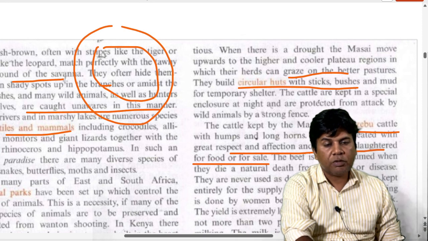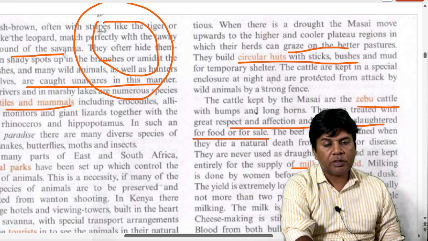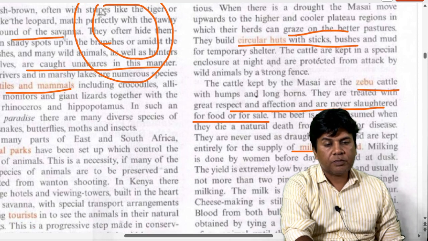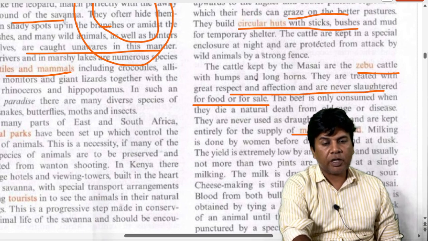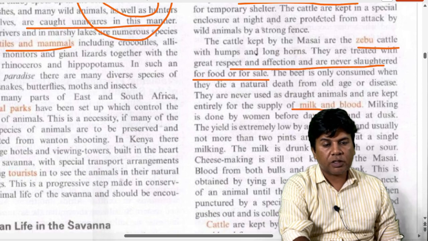The yield is extremely low by any standard, usually not more than 2 pints are obtained at a single milking. The milk is drunk either fresh or sour. Cheese making is still not known to the Maasai. Blood from both bull and cow is drunk. This is obtained by tying a leather cord around the neck of an animal until the vein swells. A vein is then punctured by a special arrow head and the blood gushes out and is collected and drunk fresh or clotted.